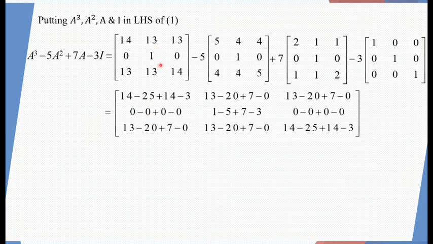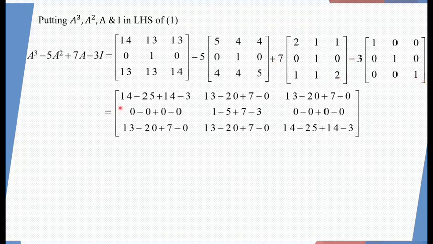And 0, 1 minus 5, 1 is 5, plus 7, 1 is 7, and minus 3, 1 is 3. And 0 minus 500 plus 700 minus 300. 13 minus 5, 4 is 20, plus 7, 1 is 7, and minus 300. So this and 13 minus 5, 4 is 20, 7, 1 is 7, and minus 300. And same as 14 minus 5, 5 is 25, plus 7, 2 is 14, minus 3, 1 is 3.